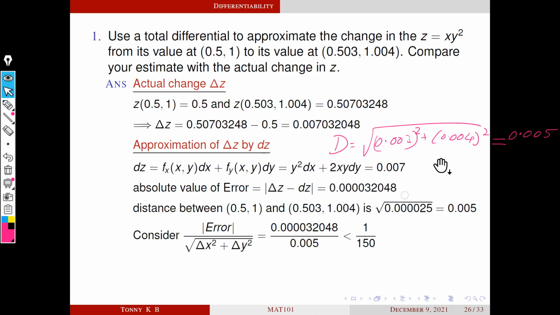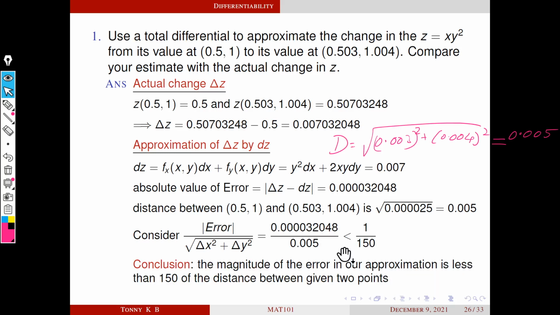Then how much? For that we consider the ratio, error by the distance. Our error is this one and this is our distance. If you take the ratio, it is less than 1 by 150. You can verify it. What is the meaning of this expression? This means our error is 150 times less than the distance between the points. Clear? That means our approximation is very good.